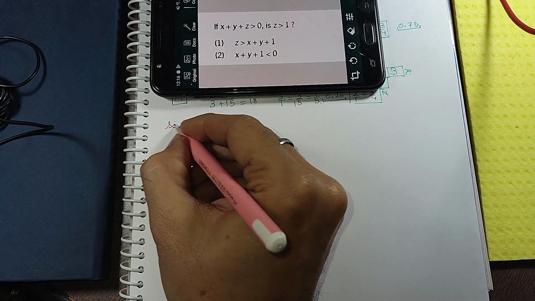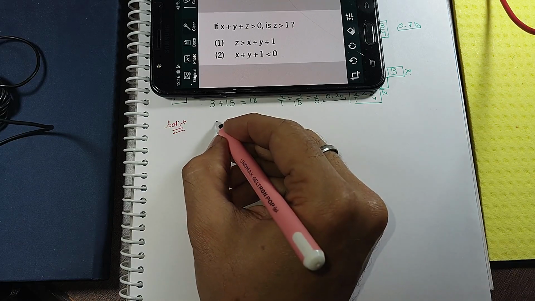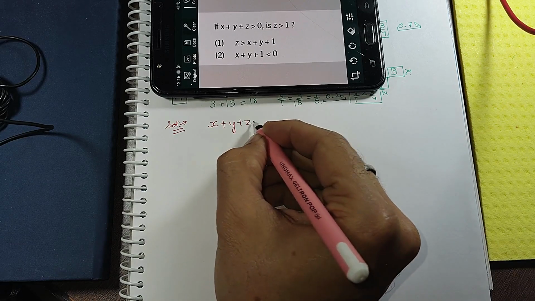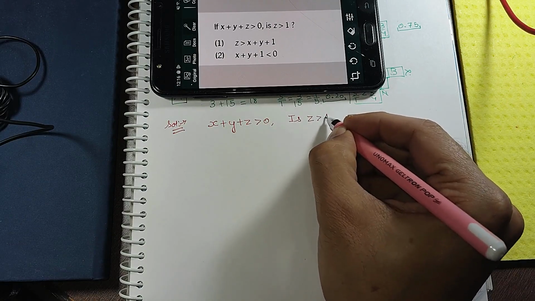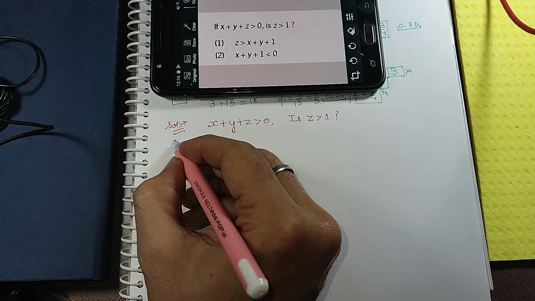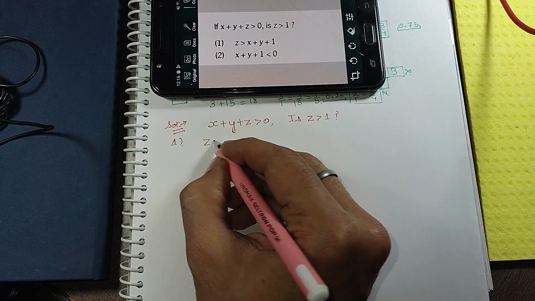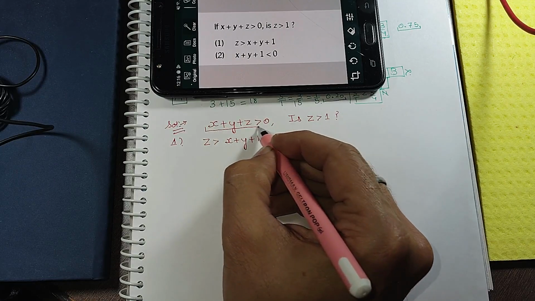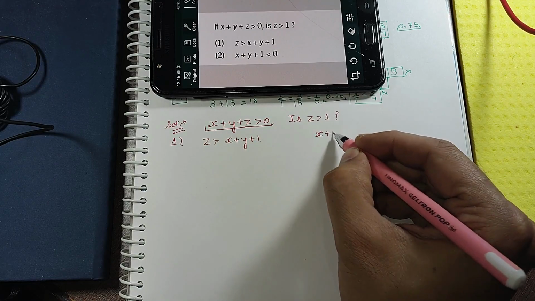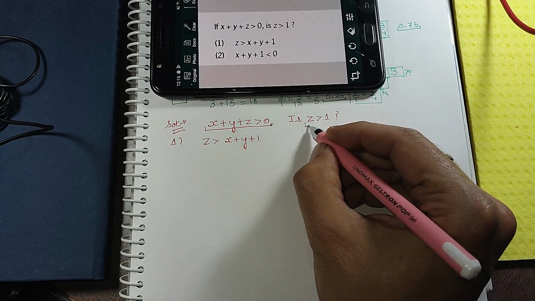If x plus y plus z is greater than 0, is z greater than 1? So we have been given that x plus y plus z is greater than 0. We need to find whether z is greater than 1, right? Now with this information we'll move to statement 1. Statement 1 tells me that z is greater than x plus y plus 1, right? And we have one more inequality from the main statement that x plus y plus z is greater than 0. We need to find whether z is greater than 1 or not.